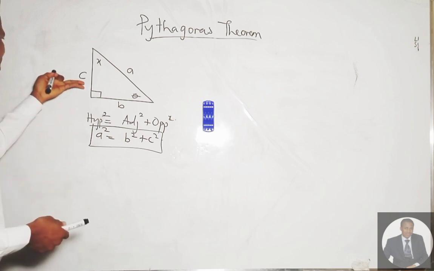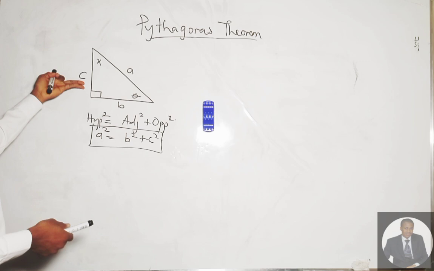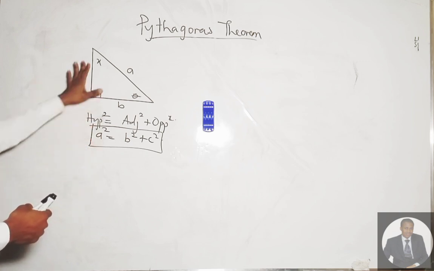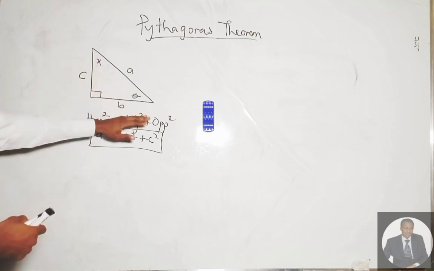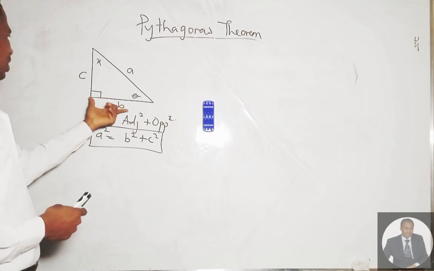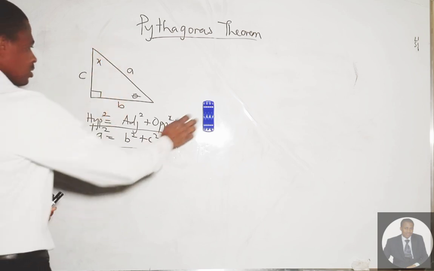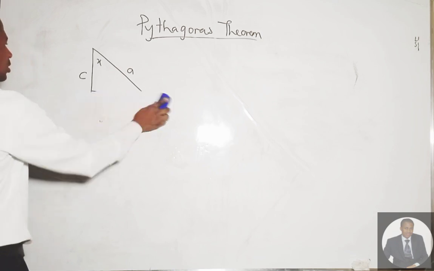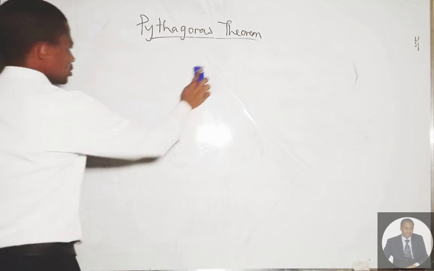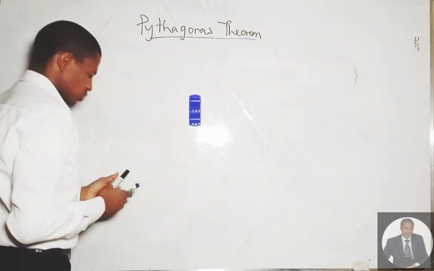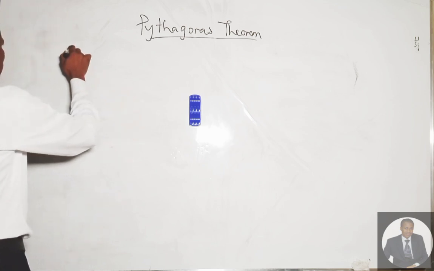So if we are given a side of the right angle triangle without being particular about any of the angles, and then we're given another side, we can definitely find the third side. Let's look at questions to buttress this Pythagoras theorem. Let's look at a question like this.